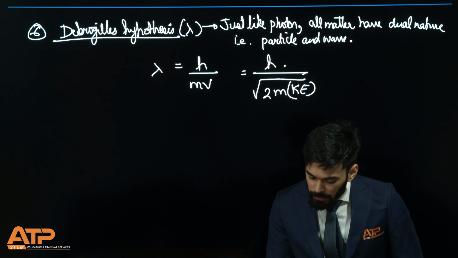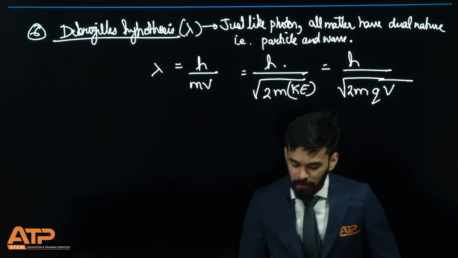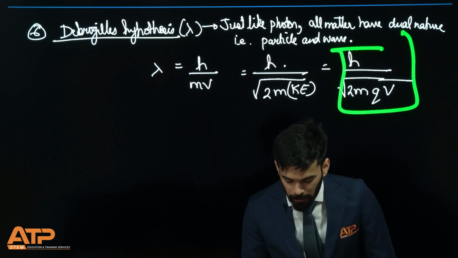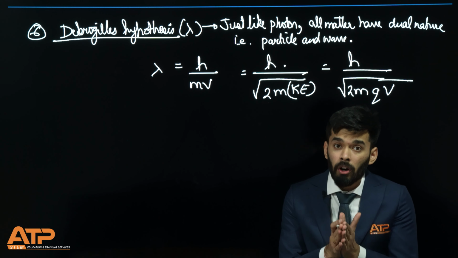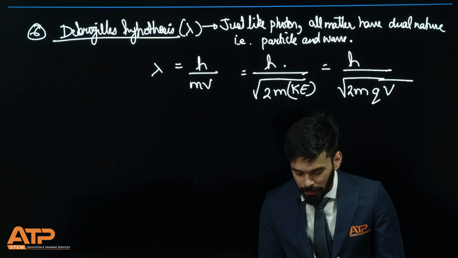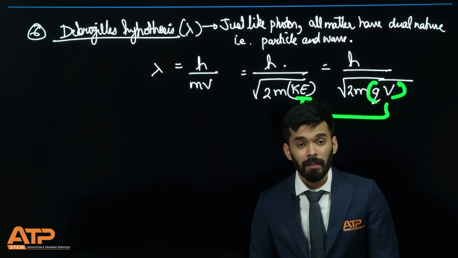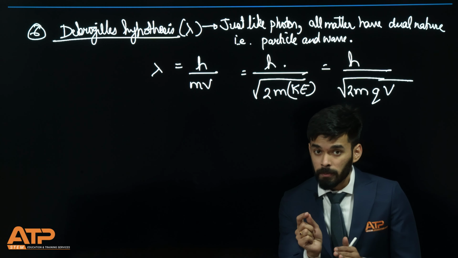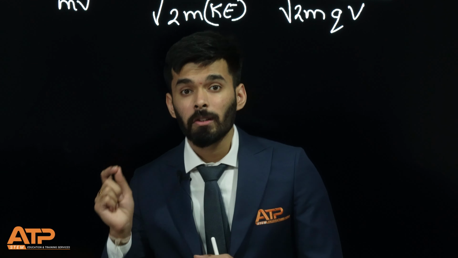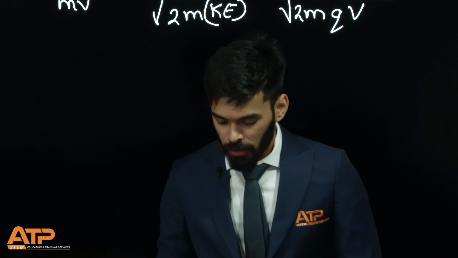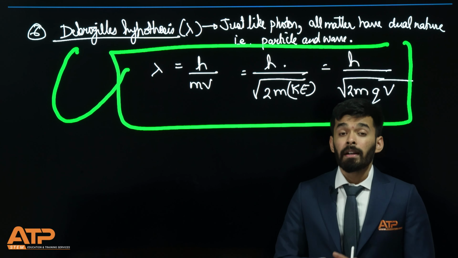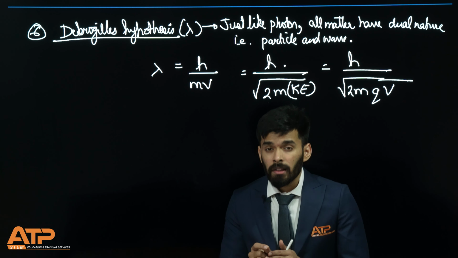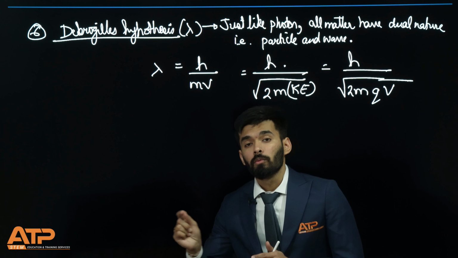Another formula of de Broglie wavelength is equal to h upon root of 2 mqV. This is because kinetic energy can be calculated by this formula qV, where q is the charge of the object, V is the potential which is being applied on the object. So using these formulas we can calculate de Broglie wavelength of any matter which is moving.